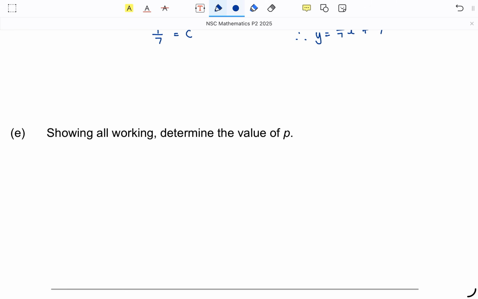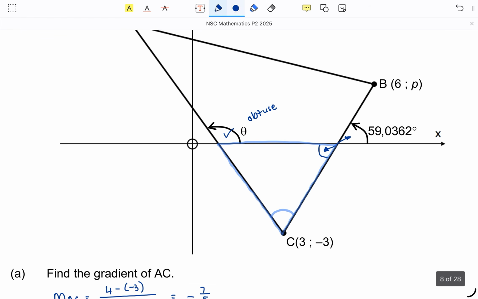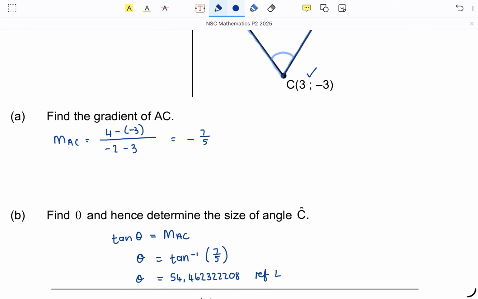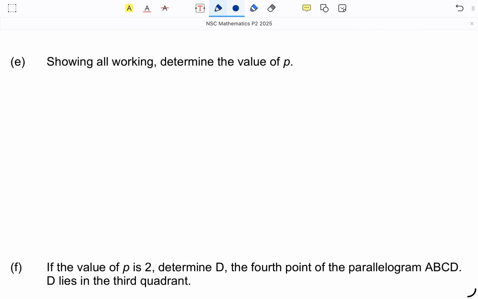The next question says, show all your workings to determine the value of p. Now, if we remember correctly, p is the y value of coordinate B. If we look at that line, we do have the full coordinate of C. We only have one variable, and we have the angle of inclination. So I'm going to use the angle of inclination formula to make sure that I can solve P, or to check if I can. So I'm going to say the gradient of BC is equal to tan of the angle. But in this case, we have the angle value.